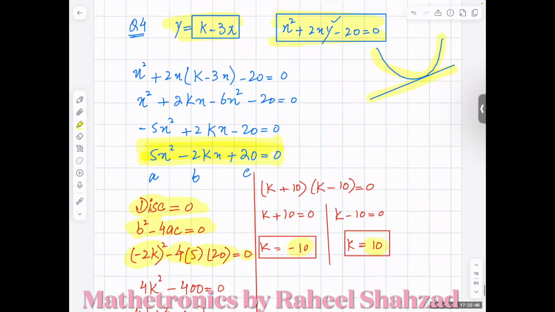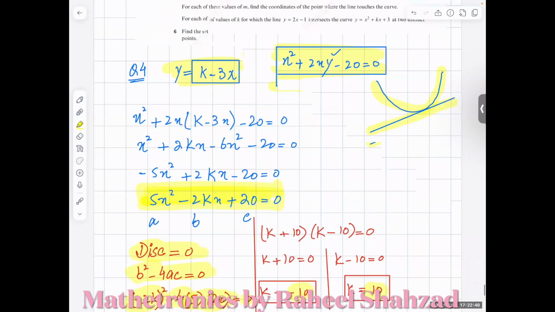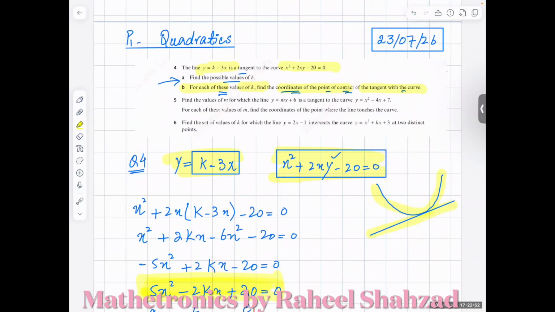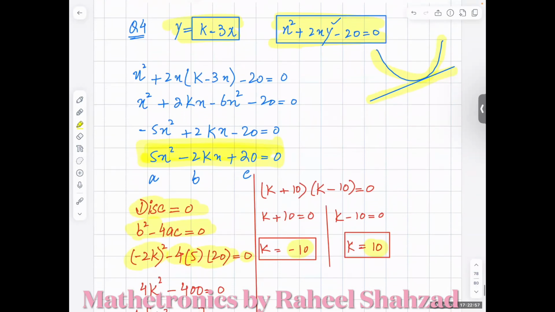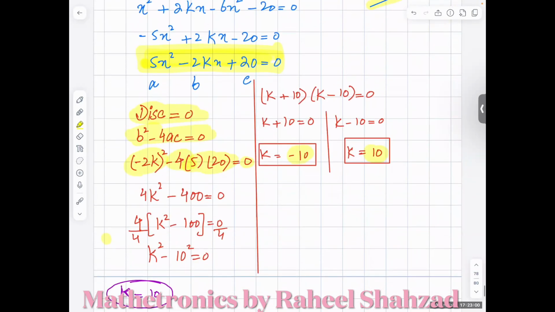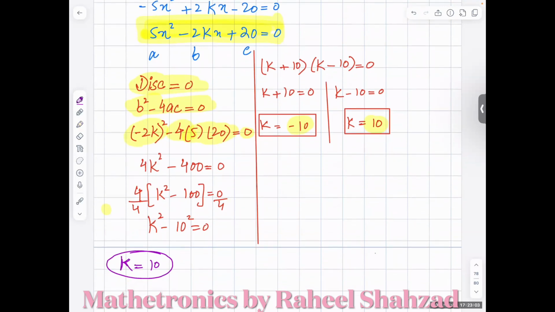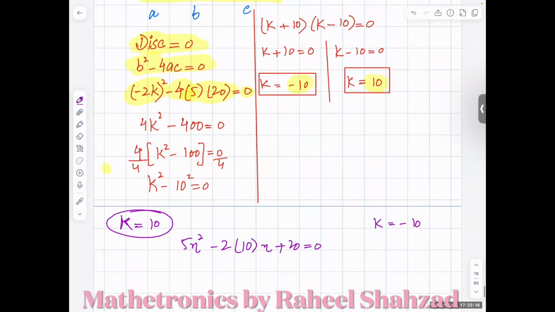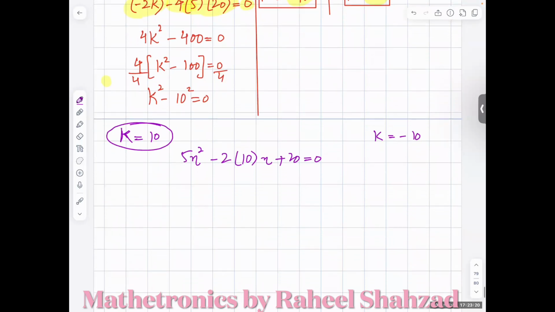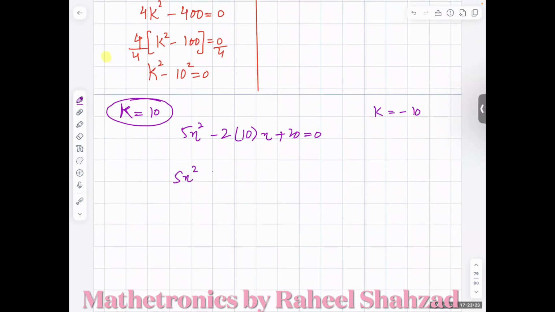Now they say for each individual value of k, find the coordinates x and y both for the points where this line is tangent to the curve. So now we investigate both values, k equals 10 and k equals minus 10. For k equals 10, it's going to be 5x square minus 2 into 10 into x plus 20 is equal to 0. Now we will have to solve this quadratic equation. That would be 5x square minus 20x plus 20 is equal to 0.